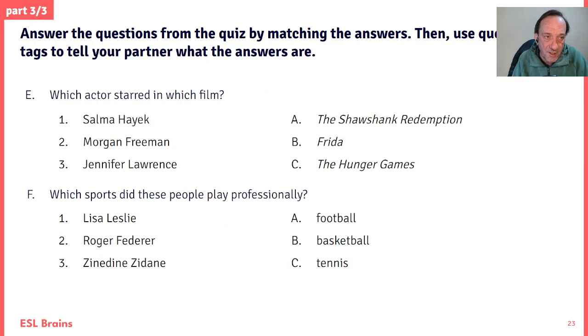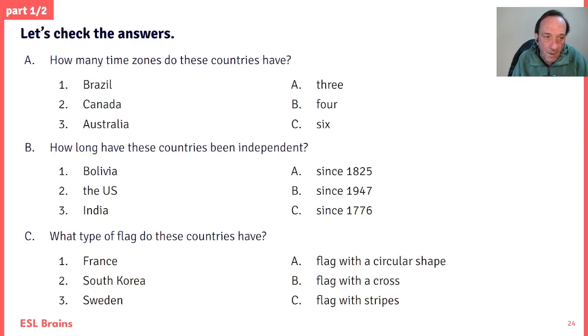Okay, let's think. Alright, we've got some questions here. Pause the video, have a look at the questions, have a look at the answers, and we will go through it. Let's see how you get on. How many time zones do these countries have? Brazil, Canada, Australia? How long have these countries been independent? Bolivia, United States, and India? And what type of flag do these countries have? France, South Korea, and Sweden. Pause the video, have a look at the answers, and we will go through it.